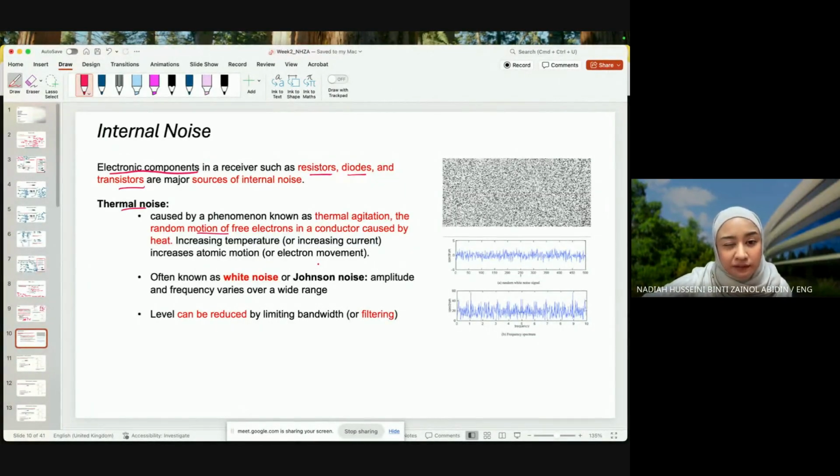So that's a lot of definition. Basically, you just need to know that your basic components contribute to thermal noise. So often known as white noise or Johnson noise, this is the noise that you use for babies to sleep because it's very randomized. So the level can be reduced by limiting bandwidth or filtering.